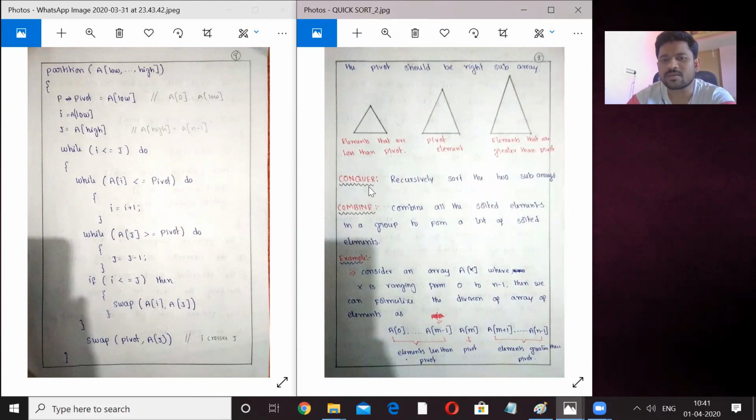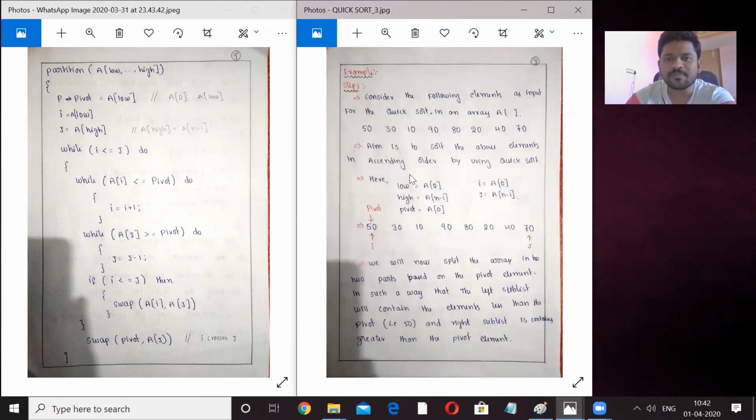Then conquer: the process of getting the solution recursively in the two sub arrays is said to be conquer. And combine: combine all the sorted elements in a group to form a list of sorted elements. That is the main aim of quick sort. For example, consider the following elements as input for the quick sort, stored in an array A. The aim is to sort the above elements in ascending order by using quick sort.